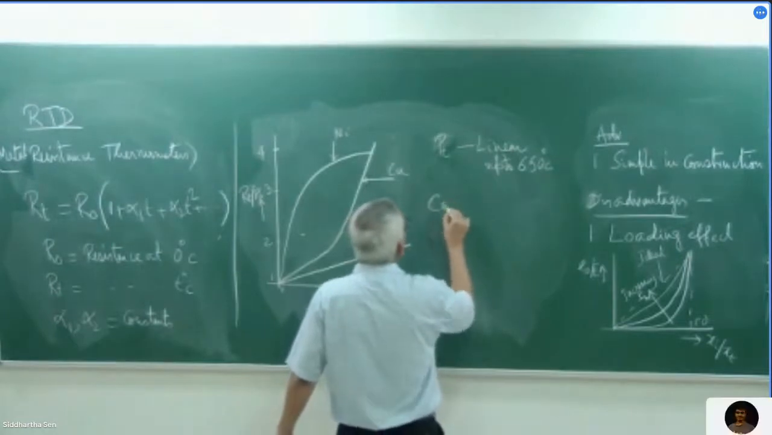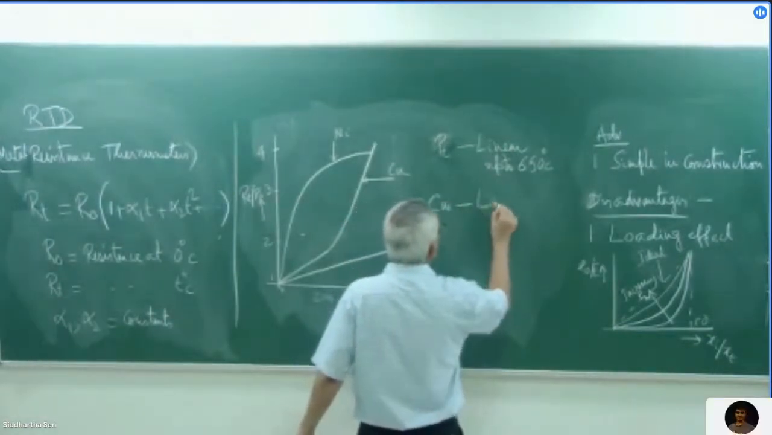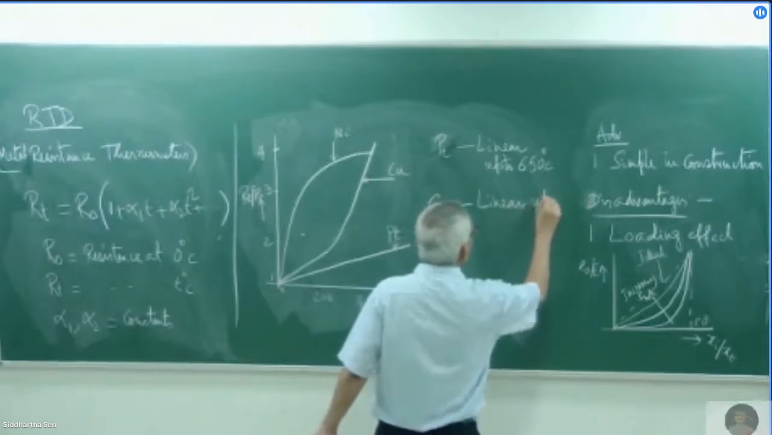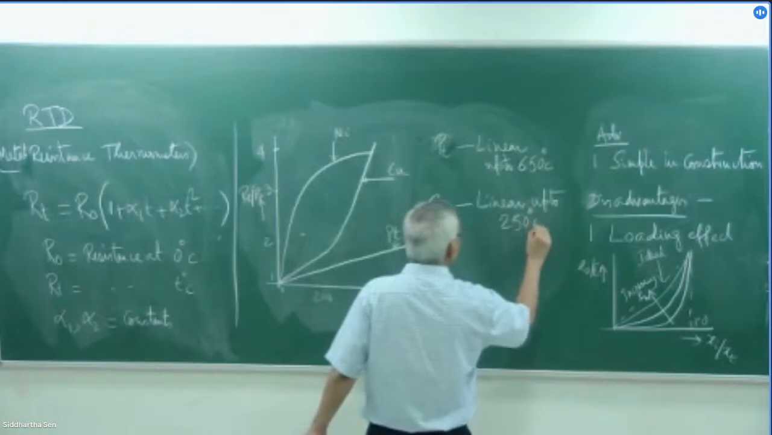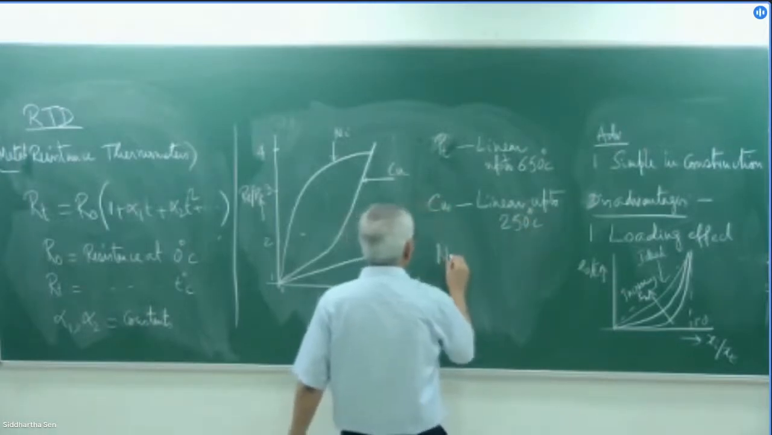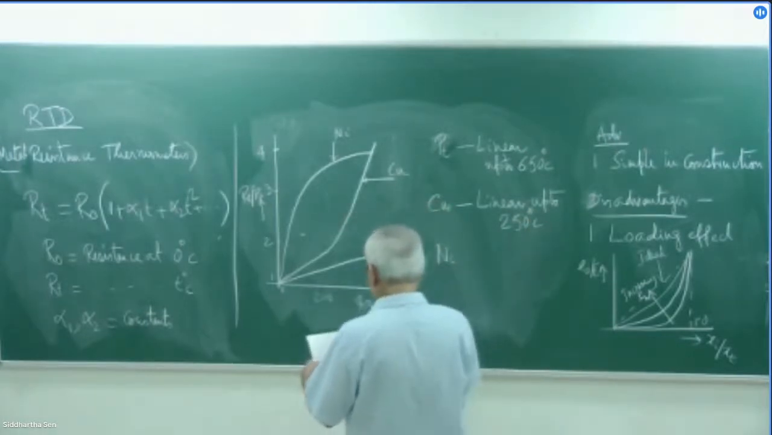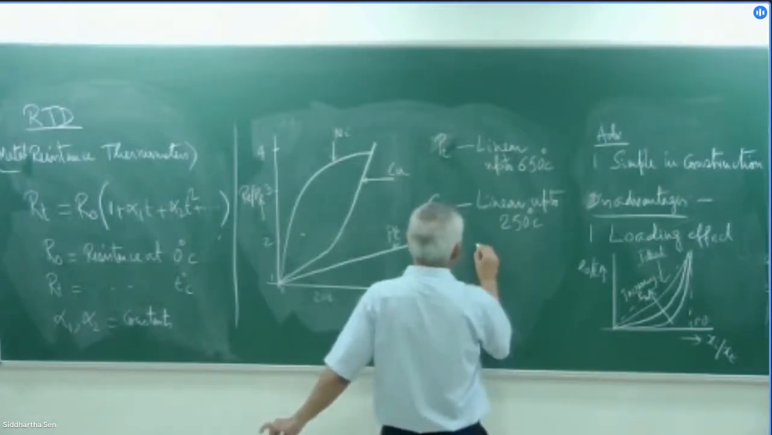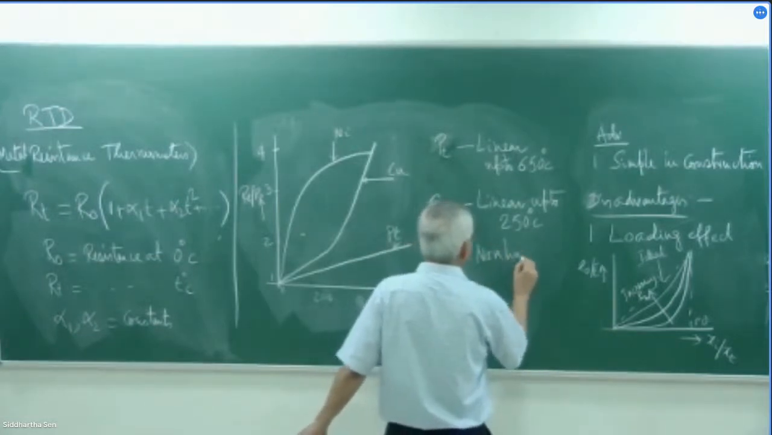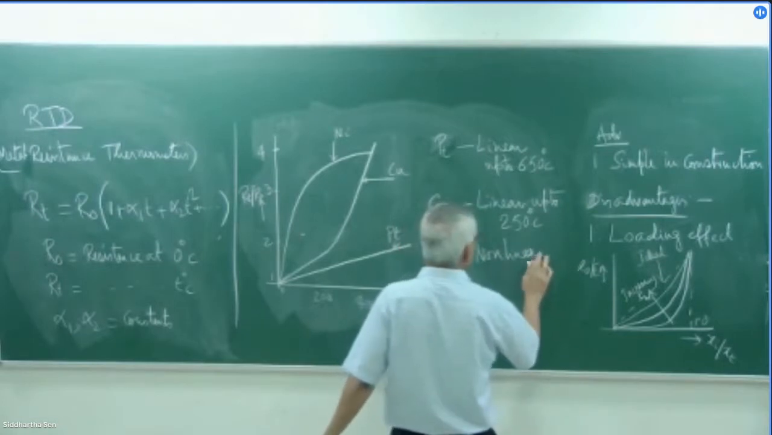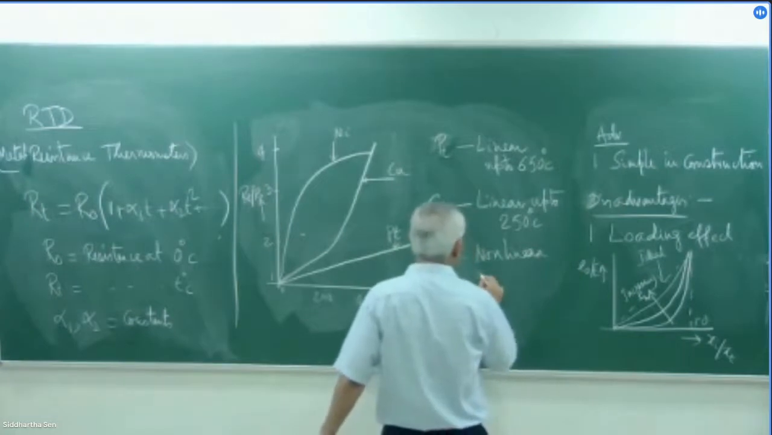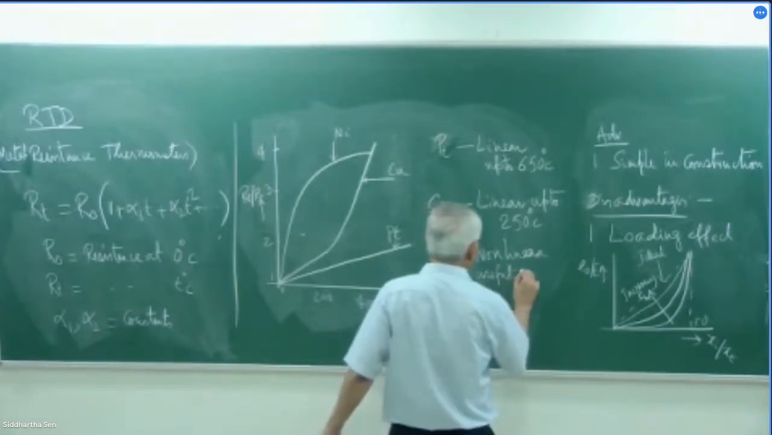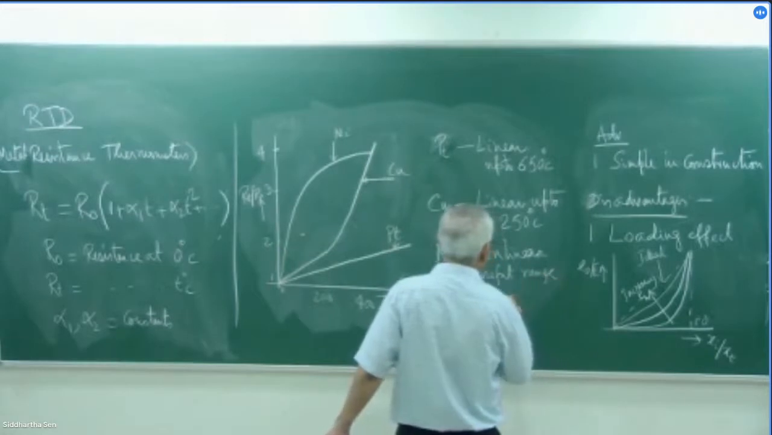Then it is copper. It has moderate sensitivity but linear characteristics up to 250 degrees Celsius. And this is nickel, which has a nonlinear characteristic, and its useful range is 0 to 300 degrees Celsius.